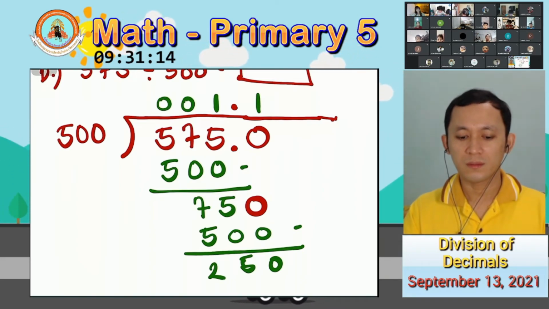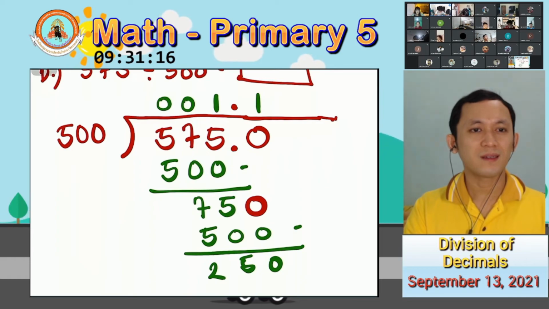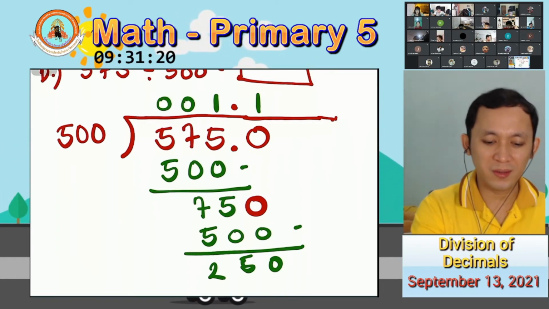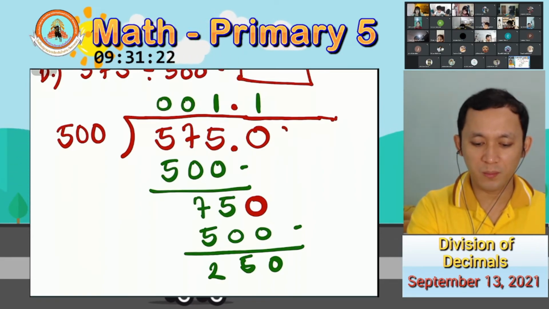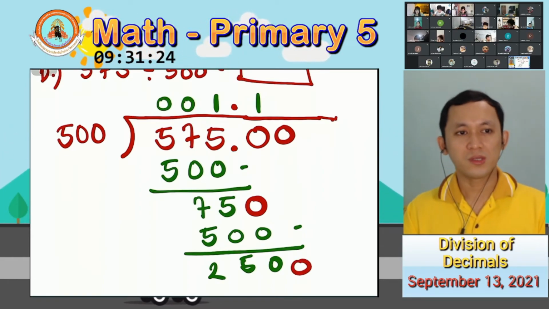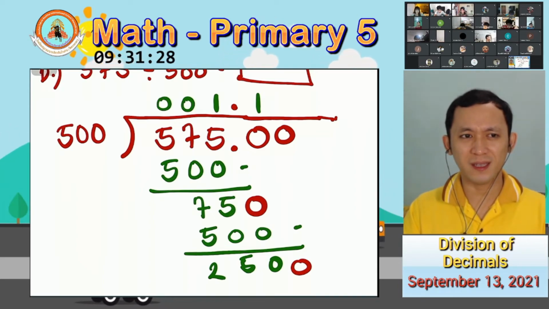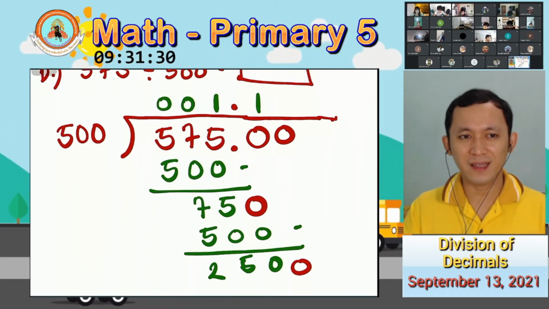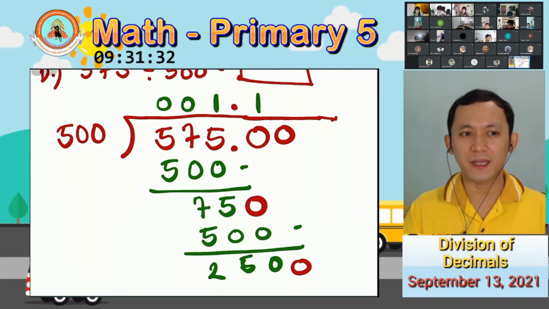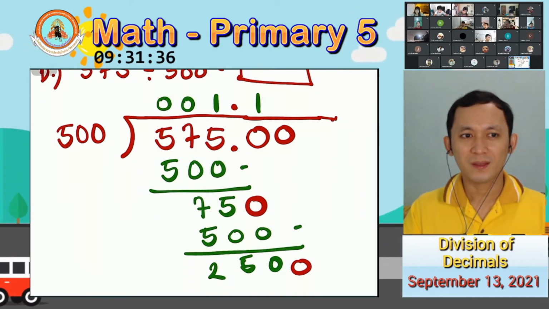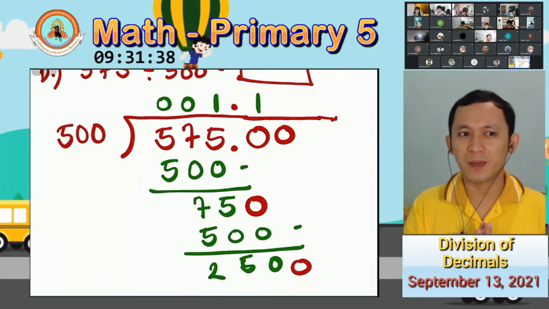Ooh. Teacher, what's next? 0 again. Can we add 0? Yes, we can. Let's add 0 again. Now that is 2,500. I think this is very, very easy. We can cancel out 0, so 25 divided by 5. Huh? 25 divided by 5.